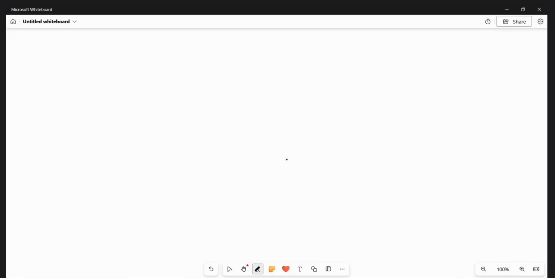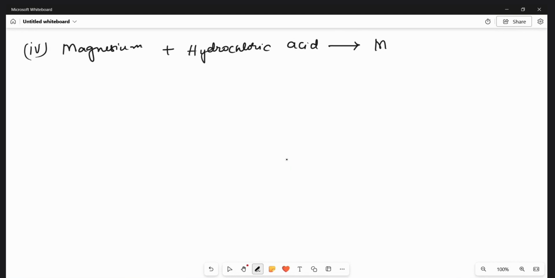Next one, magnesium. Magnesium plus hydrochloric acid. We get magnesium chloride plus hydrogen.